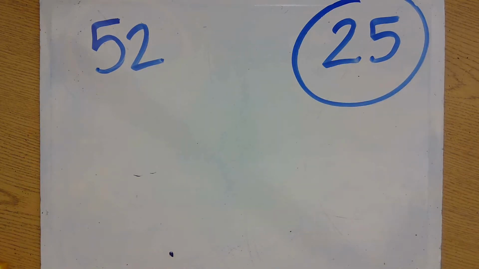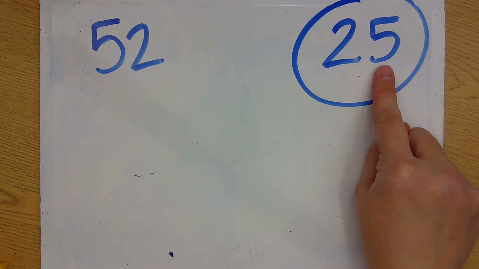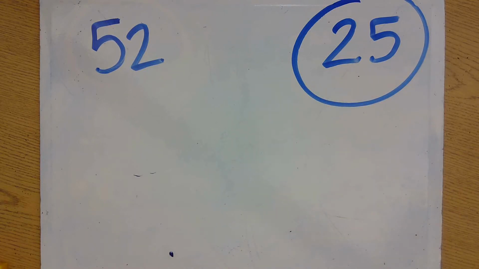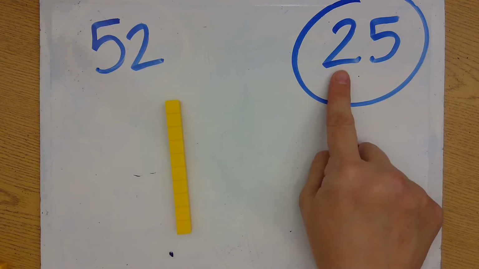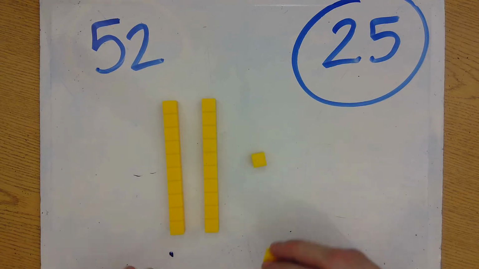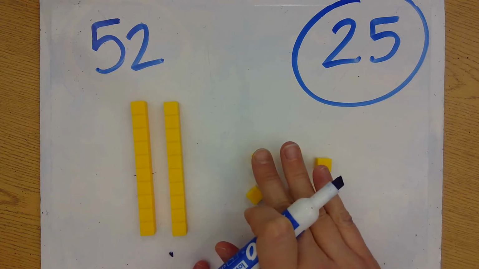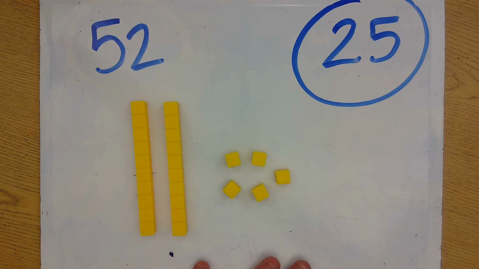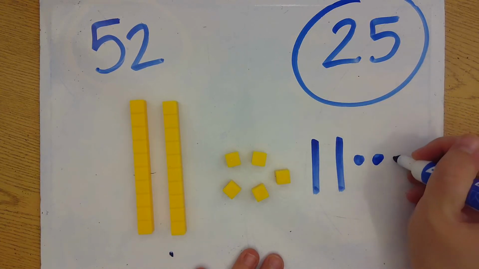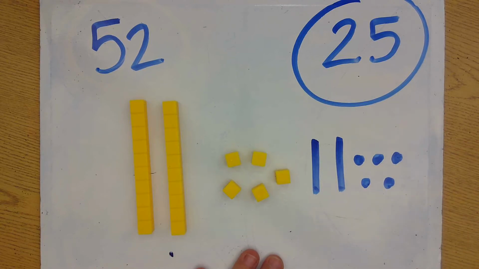Now we're going to take a closer look at that number 25. I can see that 5 is in the ones place. 2 is in the tens place. If I wanted to represent 25 using base 10 blocks, I would find 2 longs, 1, 2, and I would find 5 cubes. If I wanted to draw 25 using base 10 blocks on a piece of paper, I would draw 2 long lines and 5 cubes. And there you have it.